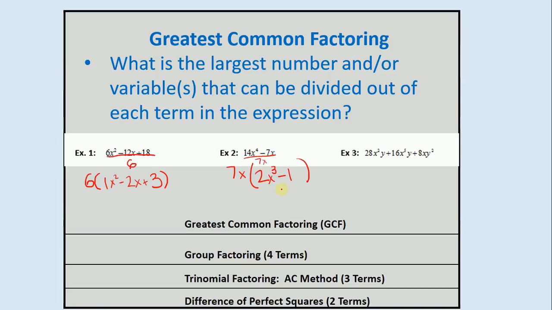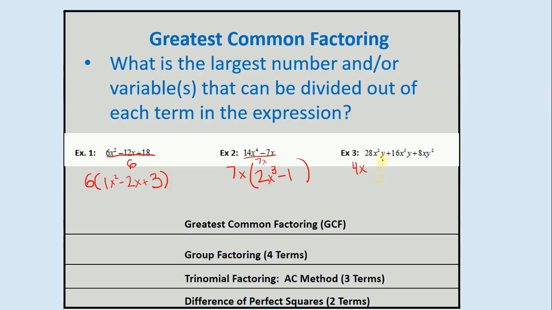Let's look at example 3. Notice, guys, there are some x's and y's. Don't be afraid. It's going to be all right. Biggest number I can divide into 28, 16, and 8. Not 8, but 4. 4 will go into all of them. Let's look at the x's now. This one has 2 x's, this one has 5 x's, and that one has 1 x. Biggest number of x's that each one of them can give is only a single x.